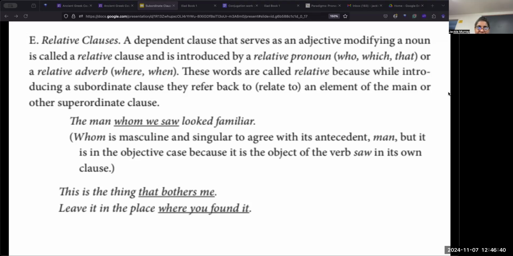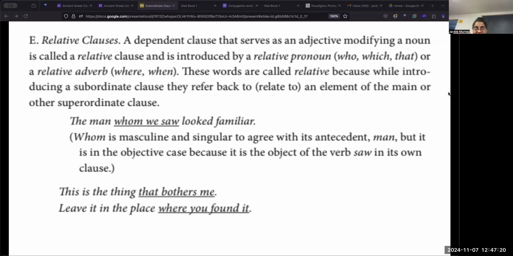So the man looked familiar, one sentence. We saw him, second sentence. So two sentences. We saw him. The man looked familiar. And we want to put them together, that it's the guy that we saw. He's the one that looked familiar. We would say whom we saw, right? And so the whom is what's linking the two sentences together, because it is the thing that joins man as the subject of the first part, man looked familiar, and the object of what we saw is the whom, right?